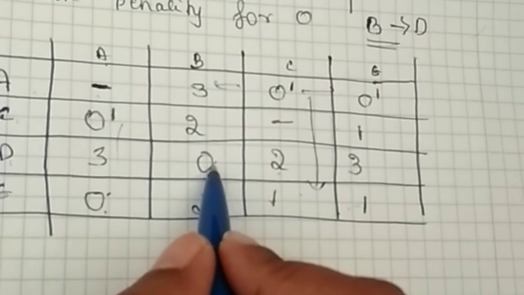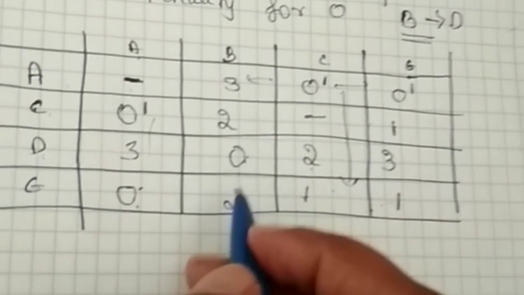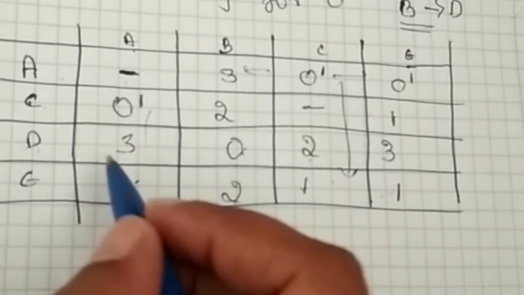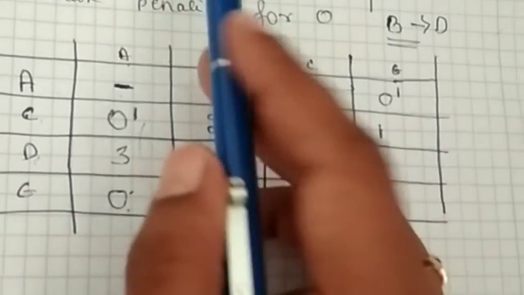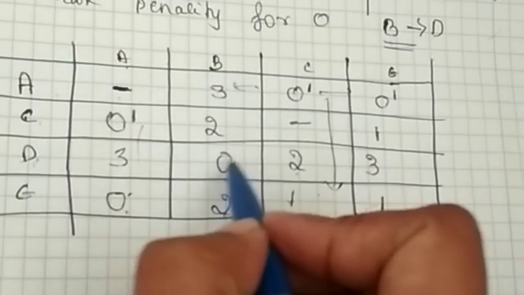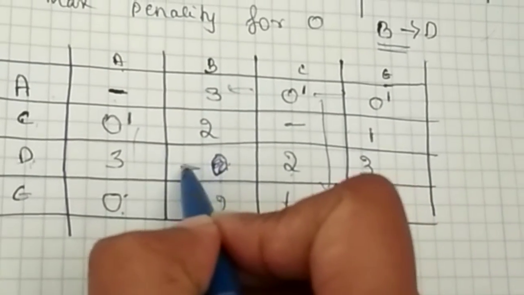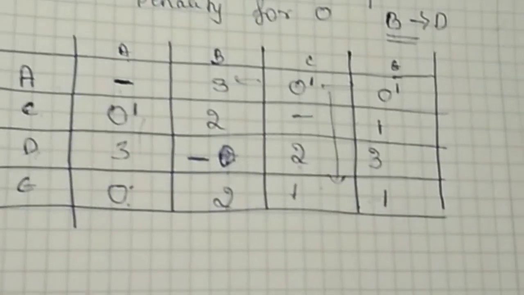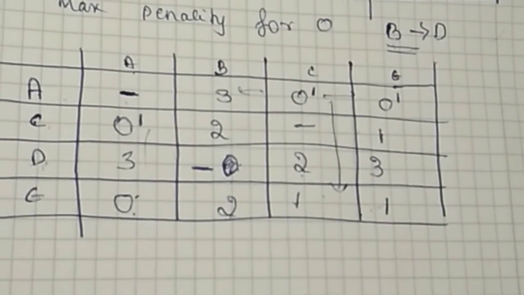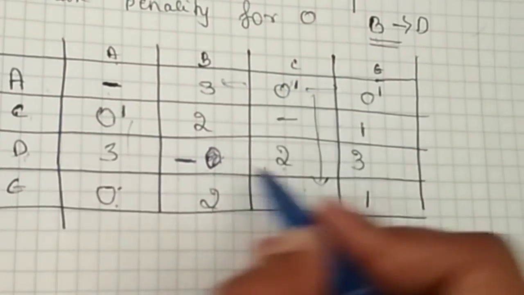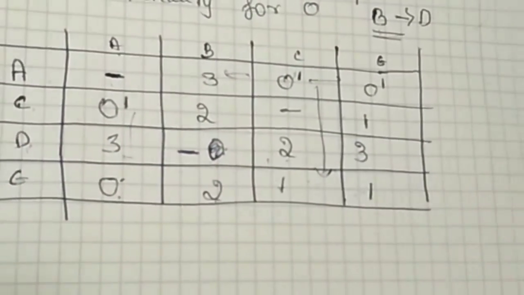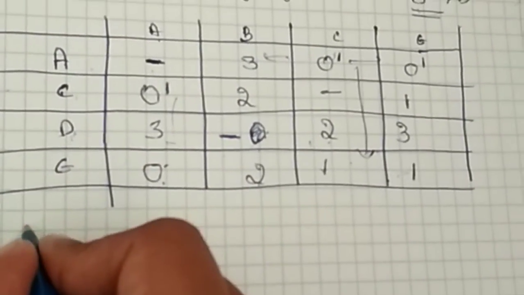And so guys, you see what I did as a mistake here. D to B I have already covered, so I cannot put 0 here. I have to put a minus, I mean, that is a null value. I cannot consider that route. Hence, this matrix is not having 0 in it. So I need to do what?